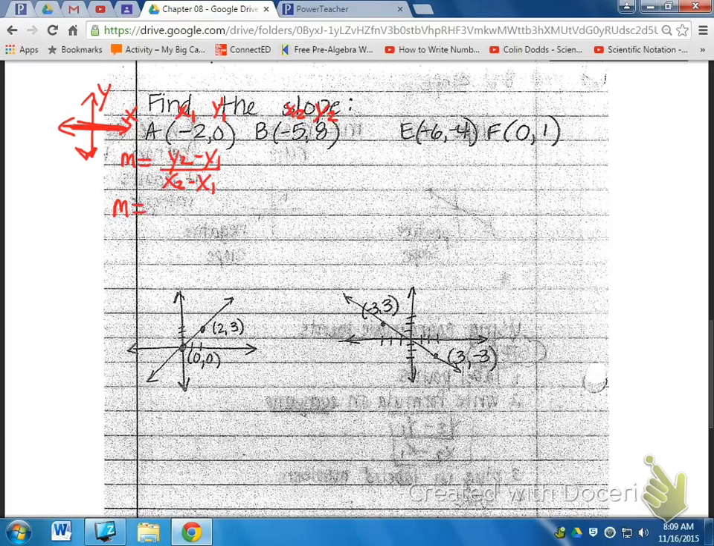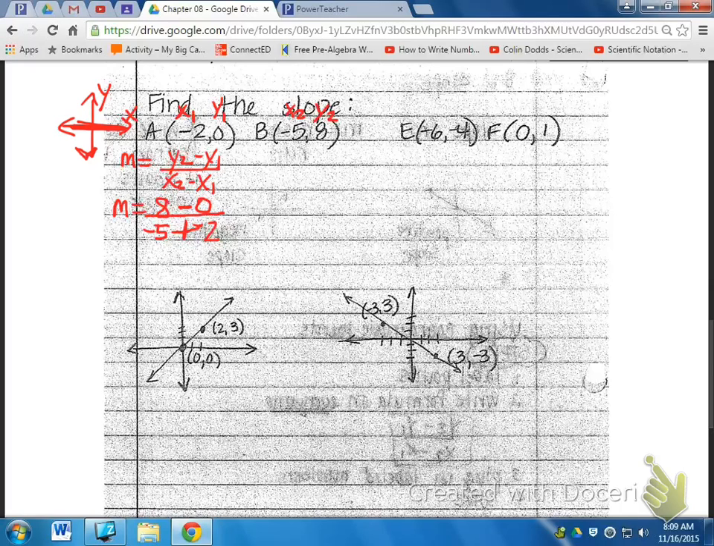Okay, does anybody want to try this one with me? All right, Trayton, which one is y2? 8 minus, which one is y1? 0. And on the bottom, which one is x2? So -5 minus, which one's x1? -2. Now, before we go much further, double sign, negative, negative, that becomes plus.